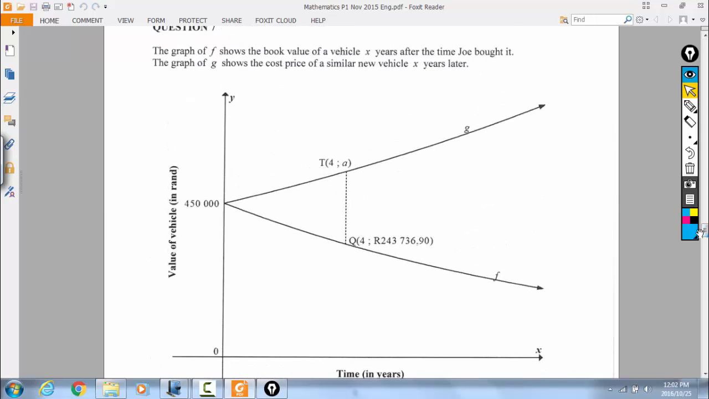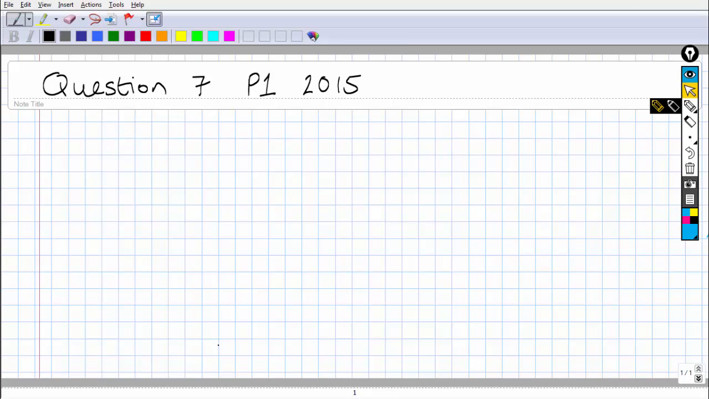Okay, and that's quite simple because, well, we know two things. We know the cost price, and we know after 4 years the value of it. So we can calculate the percentage depreciation. So let's do that. We put 7.1 just to complete it, to ask how much did the vehicle first cost, 450,000 rand. And 7.2, it says what is the actual value of the depreciation amount in percentage per year.